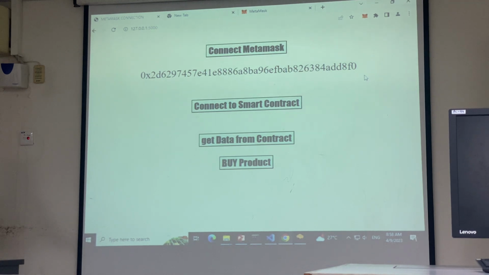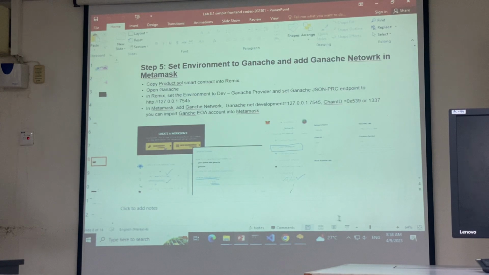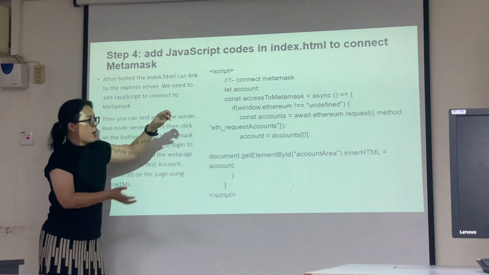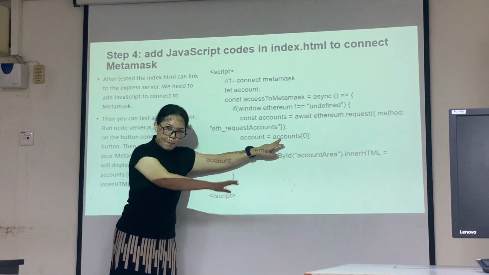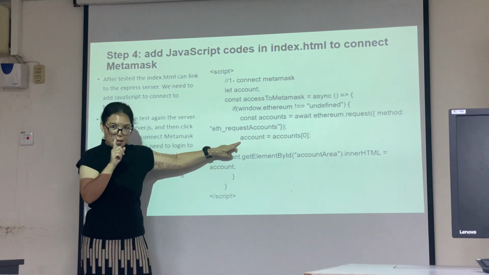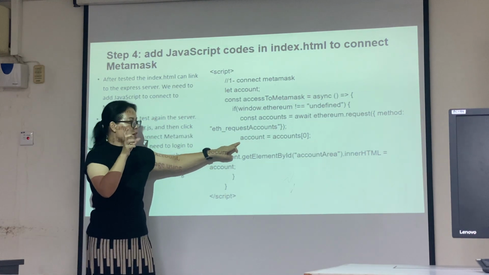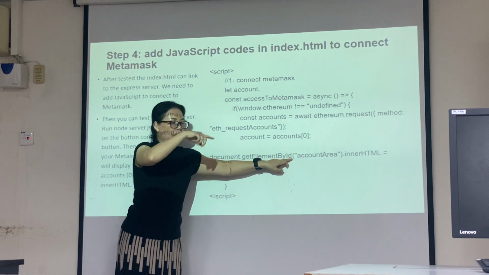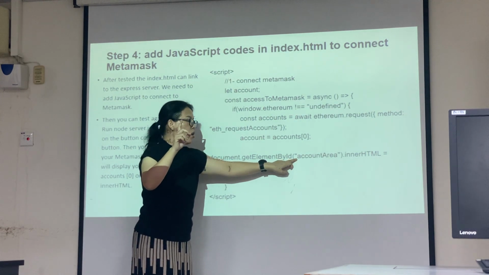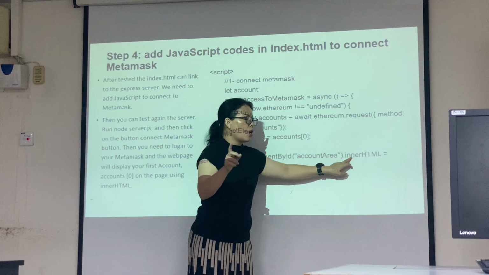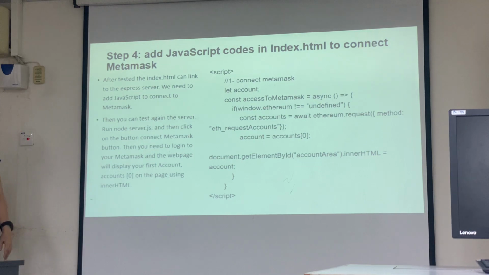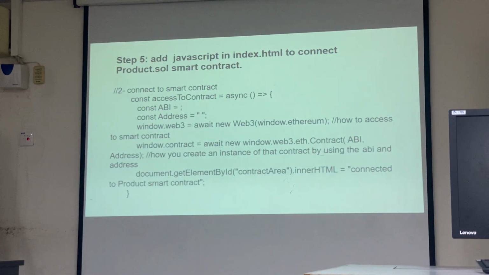So now, after doing this, I hope you get an idea how to do the connection from this part. You need to have an account, and your MetaMask account has many. So you will display the first account. You get the first account address, and then you're using document.getElementById. So I got the P tag over there, I got the ID called account area. Then I'm using innerHTML to display my account on that P tag. So finishing this one, then we move on to the next one, which is connecting to our smart contract.